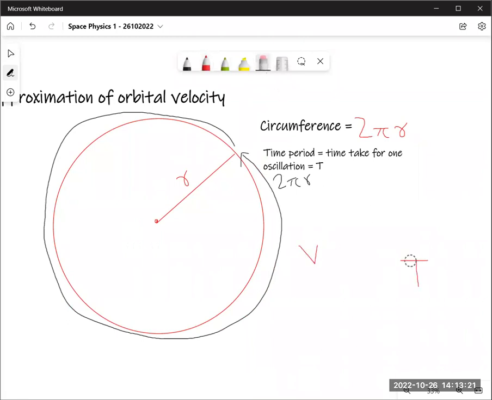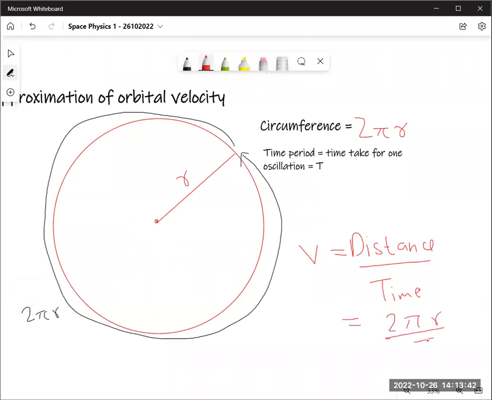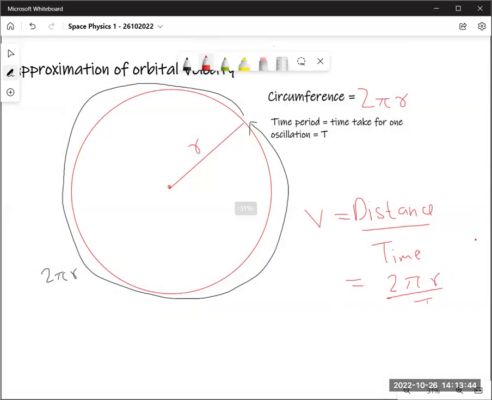Since I know velocity is distance divided by time, to be exact, displacement by time, and let's just call it distance for now, and the distance around is 2 pi r, we'll write 2 pi r divided by capital T. If I know the radius and the time period, I can find the velocity.